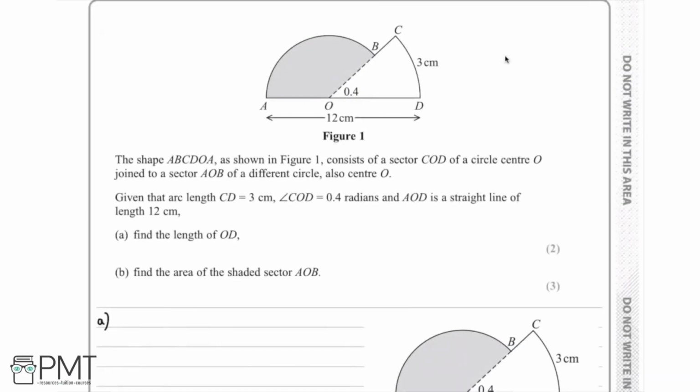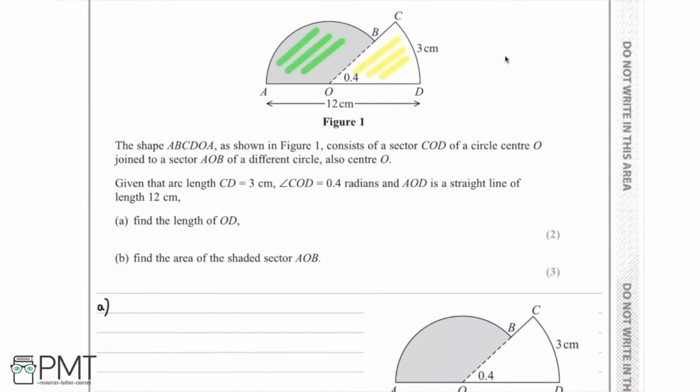So in this question, we have a shape which is made up of a sector of a circle, which is joined to a sector of a different circle. So first of all, highlighted in yellow, we have the sector COD, and then highlighted in green, we have the sector AOB. So they're both from different circles. We're given a few measurements, and we're going to use this to help us solve question A, which is to find the length of OD.